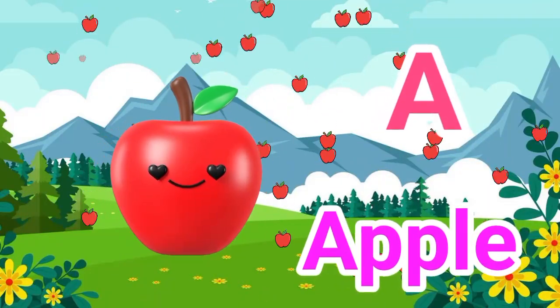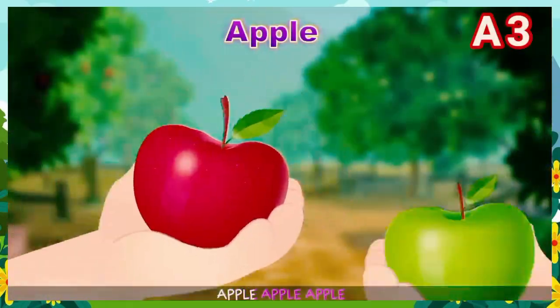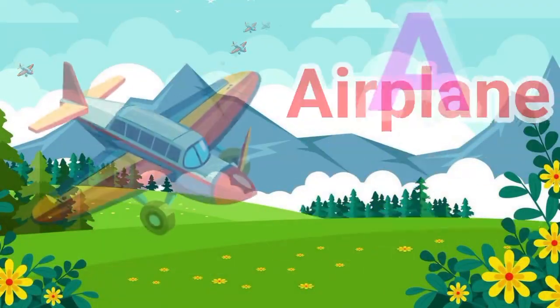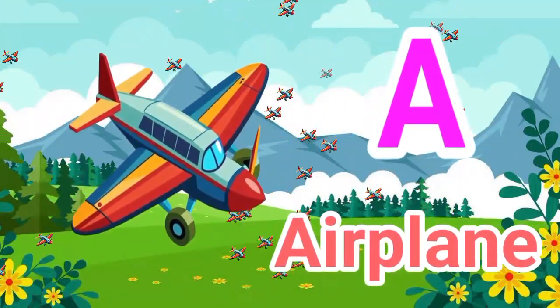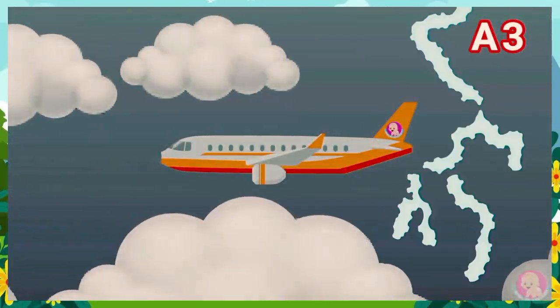A. A for apple. Apple means saeb. Apple, apple, apple. Round. A. A for airplane. Airplane means vayuyan. Uchai pe udta hai, bijli se nahi darta.